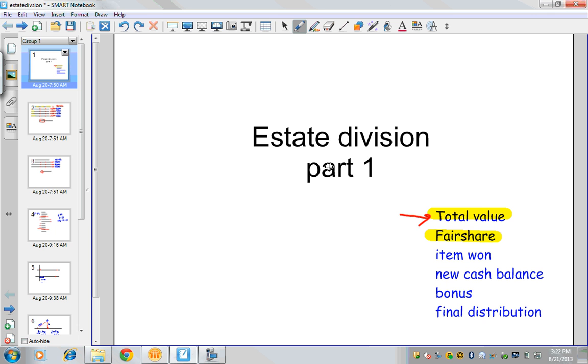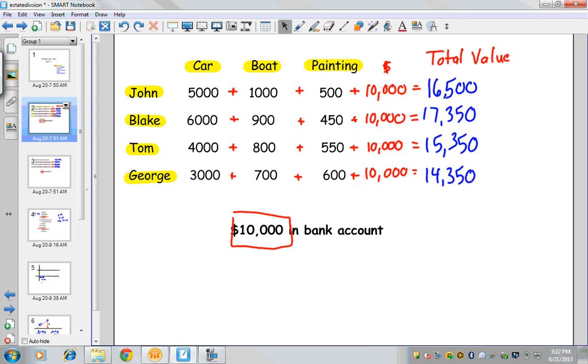So we talked about our total value. Now we're going to talk about our fair share. Now the fair share is pretty much exactly how it says. It is the fair share of money or items that is going to be distributed throughout the problem for the estate. So that kind of didn't make sense. So let me explain it this way.